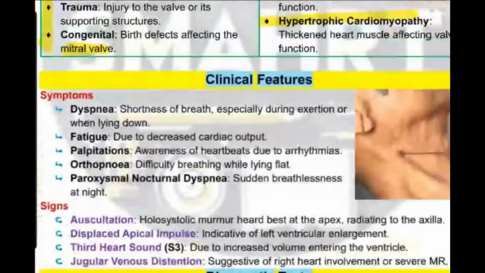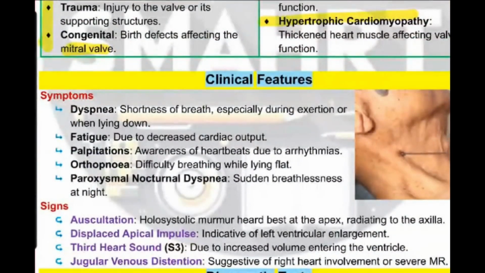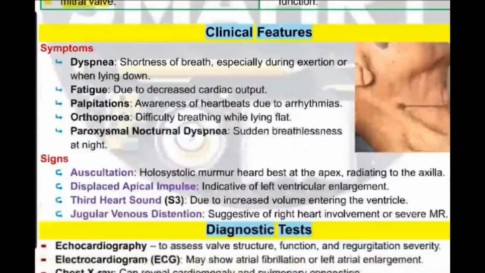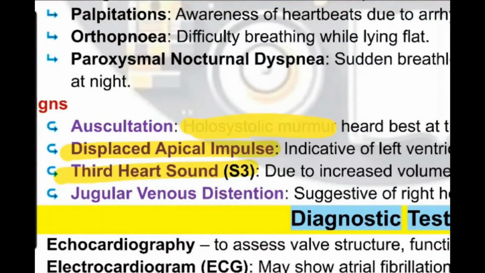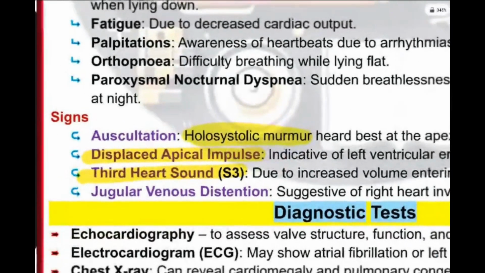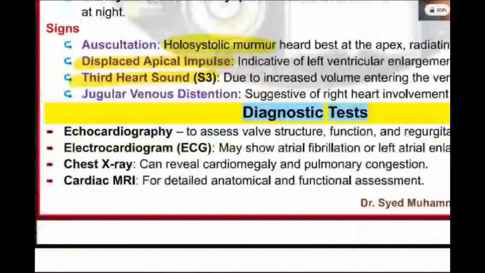Now, in MR, what are you expecting to see? Again, all these conditions: dyspnea, fatigue, palpitation. But remember, you will see third heart sounds and a displaced bicycle impulse if it is due to left ventricular enlargement. And here you are able to find a holosystolic murmur in MR. During the whole systole, MR will be there. Where is it best heard? Best heard towards the axilla.